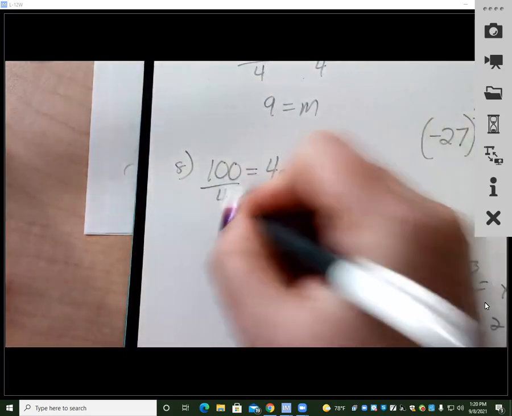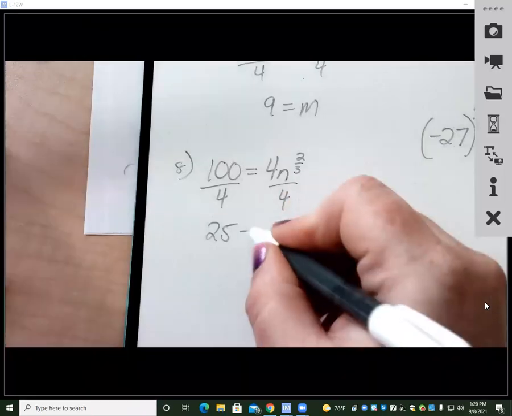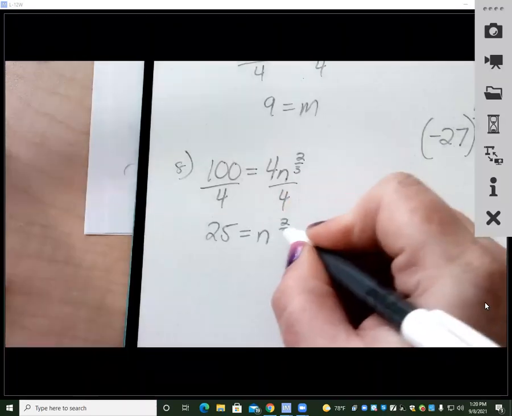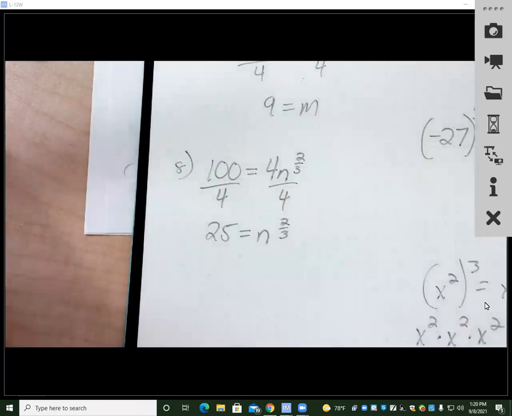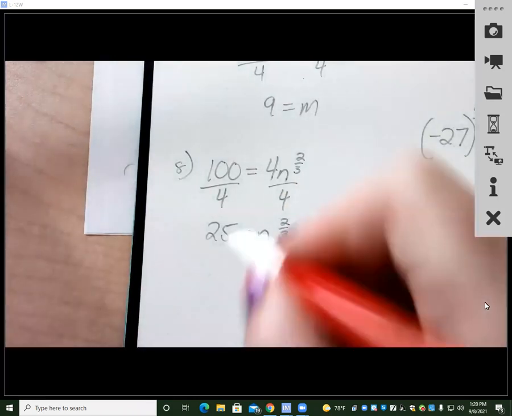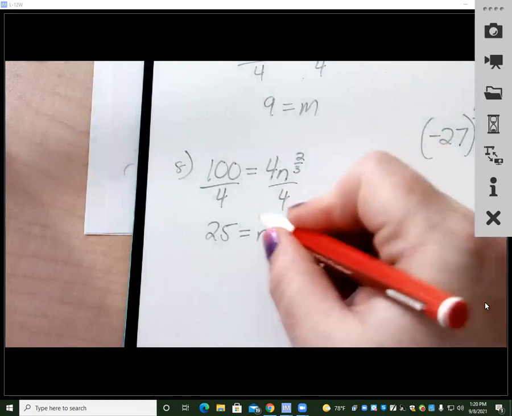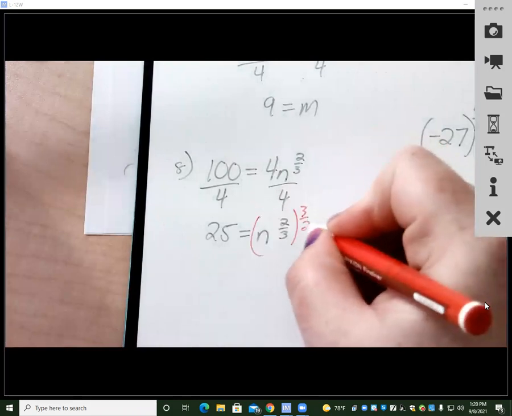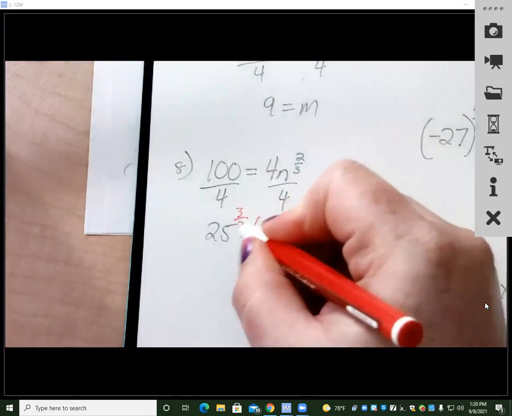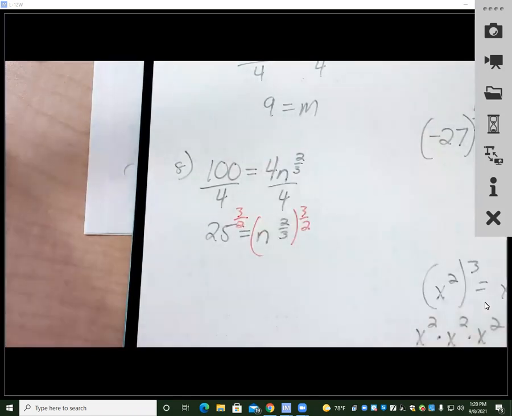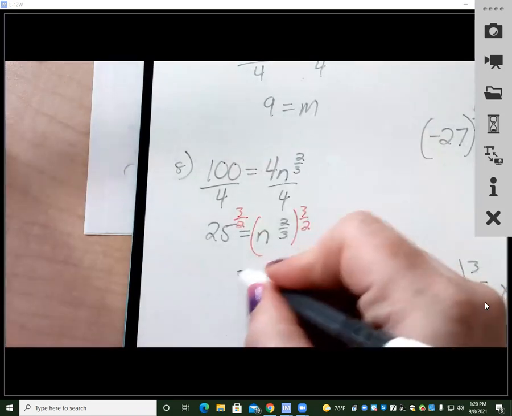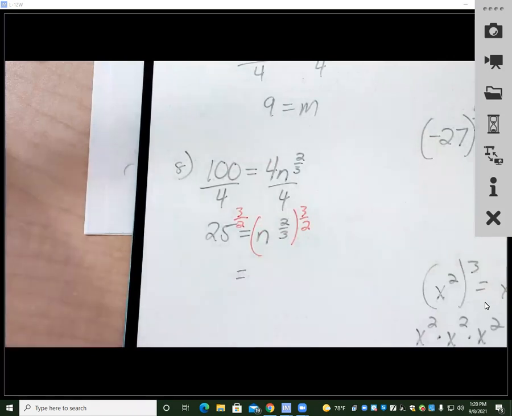So I get 25 equals n to the 2/3. Now we're ready to raise both sides to that reciprocal power, which in this case would be, yeah, so I'm going to raise it to the 3/2 power. Same thing on both sides. Golden rule: whatever you do to one side, you got to do to the other. So now I ask you, what in the world does the left-hand side simplify to? Grace.